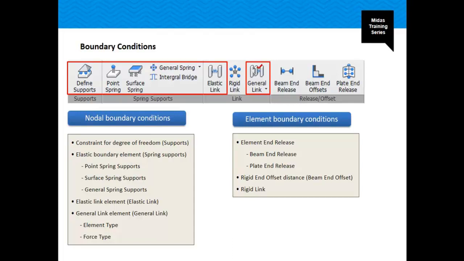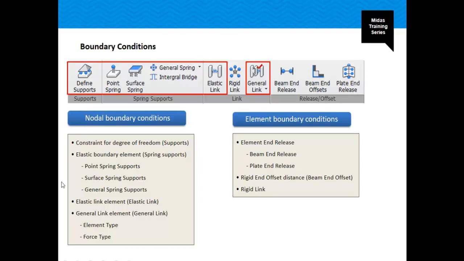In this case, we have multiple types of boundary conditions. We have nodal boundary conditions, element boundary conditions. In this case, we're gonna focus a little bit more on the nodal parts. We have the constraints, which is the supports part, in which we can constrain the degrees of freedom of a particular node, either translation or rotation. We also have elastic boundary conditions, which are the spring supports. We can do point spring supports, surface spring supports, general spring supports. We're gonna see some of the application of these properties in a model.